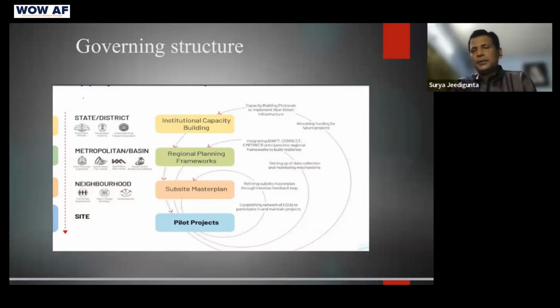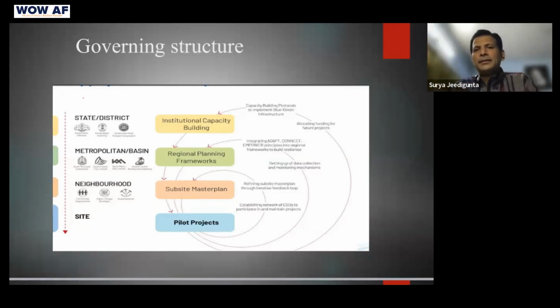And once we implement these projects, we should have a feedback loop. Next time the heavy rain happens, are we able to reduce the number of flooding points? Were we able to achieve our goals? And what projects worked, what projects did not work? That kind of feedback has to happen at the city level. And they need to continually adapt and increase the areas where they are implementing these projects at different communities.